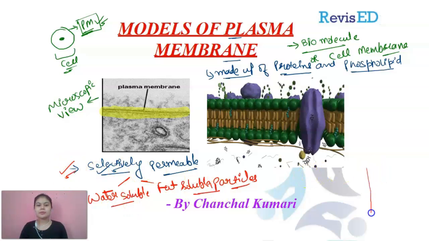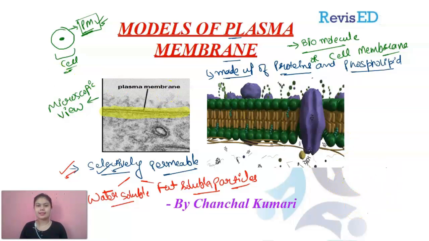This is our selectively permeable property. You can see a diagram here. This is our plasma membrane and it is basically porous, so it has pores. It allows only some selective parts to enter the cell. Like this is our fat molecule, it can enter, and this is our water molecule, it can also enter, because the membrane allows these soluble particles into the cell. So this is the selectively permeable membrane part.